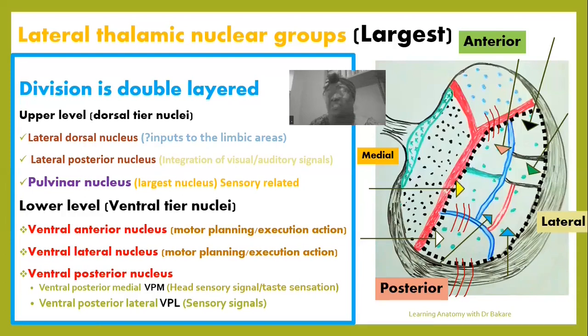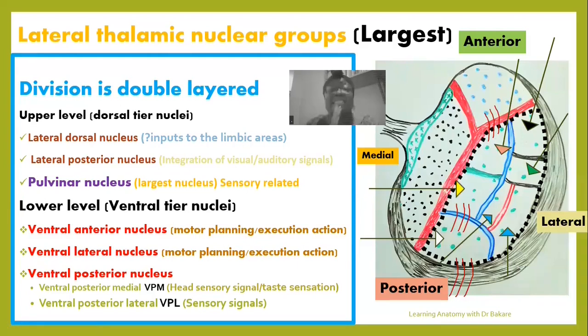Then the ventral posterior lateral nucleus is responsible for sensory information of the remaining part of the body. So if you study the sensory pathway, especially the dorsal column-medial lemniscal pathway, you see that we pass through this region of the thalamus before they are finally terminated on the cerebral cortex. So these three are the basic subdivisions of the thalamus.